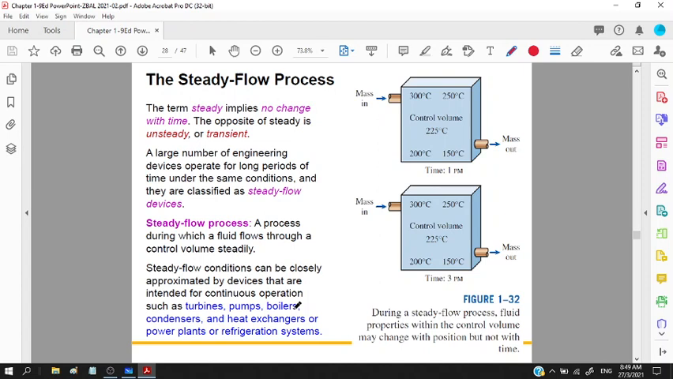Now we go for steady flow process. A steady flow process is a process whereby we don't have any changes of parameters or properties. It's always the same value at any point of time. So that is called steady. And if the properties change with time, then it's referred to as the unsteady condition, or often called the transient condition.